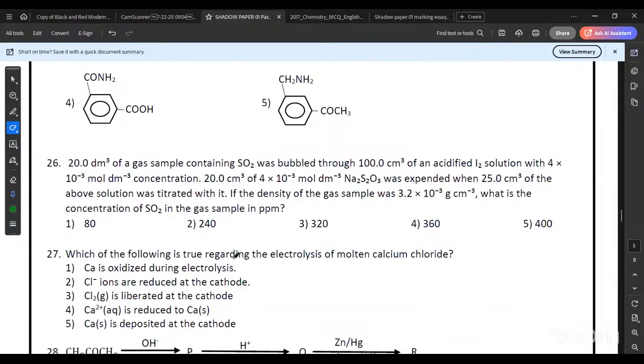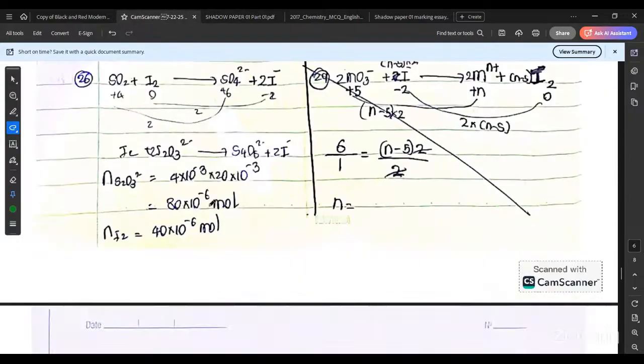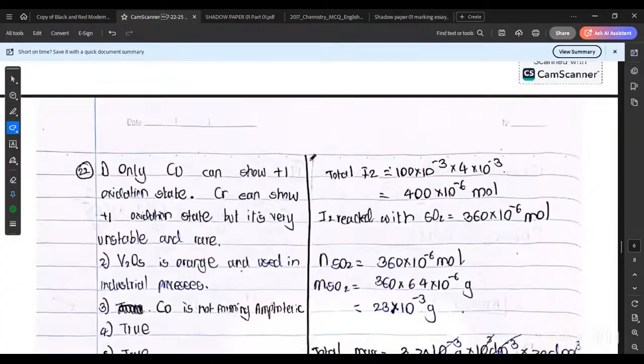26th one. Calculation. I have done it, right? Okay.